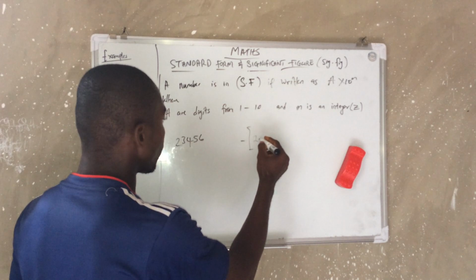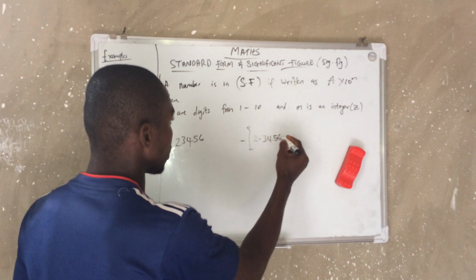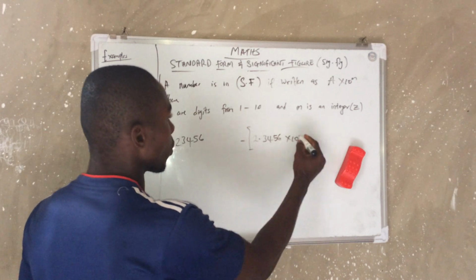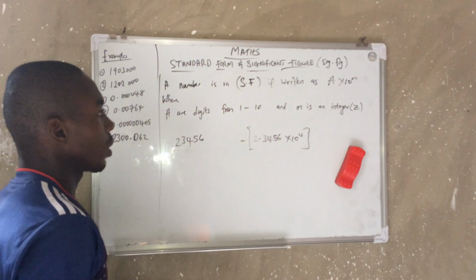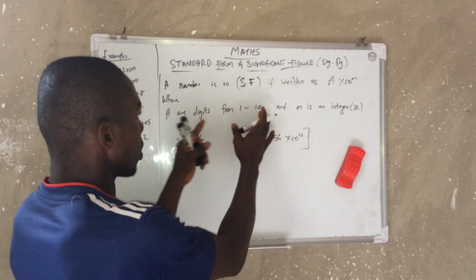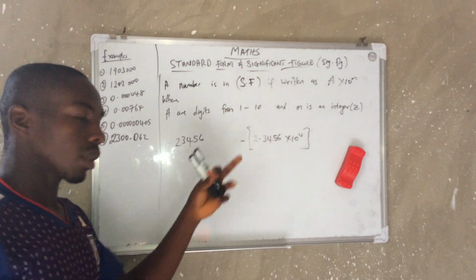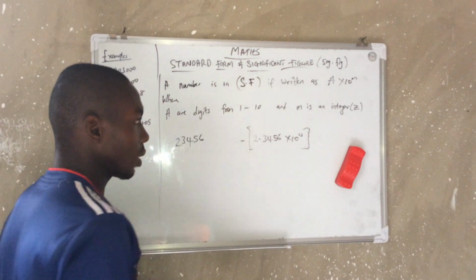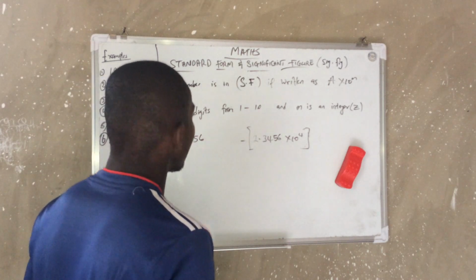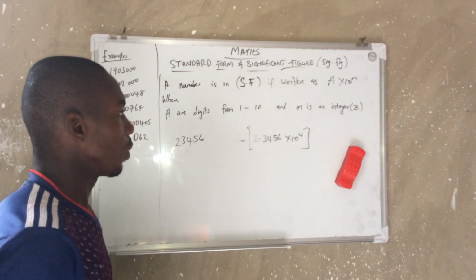Now this is 2.3456 times 10 raised to the power what? 4. Now looking at this, our A here, is it not ranging from 1 to 10? It's ranging from 1 to 10. Now our negative sign is still there. So that is it. What other thing do I want you to know from this now?